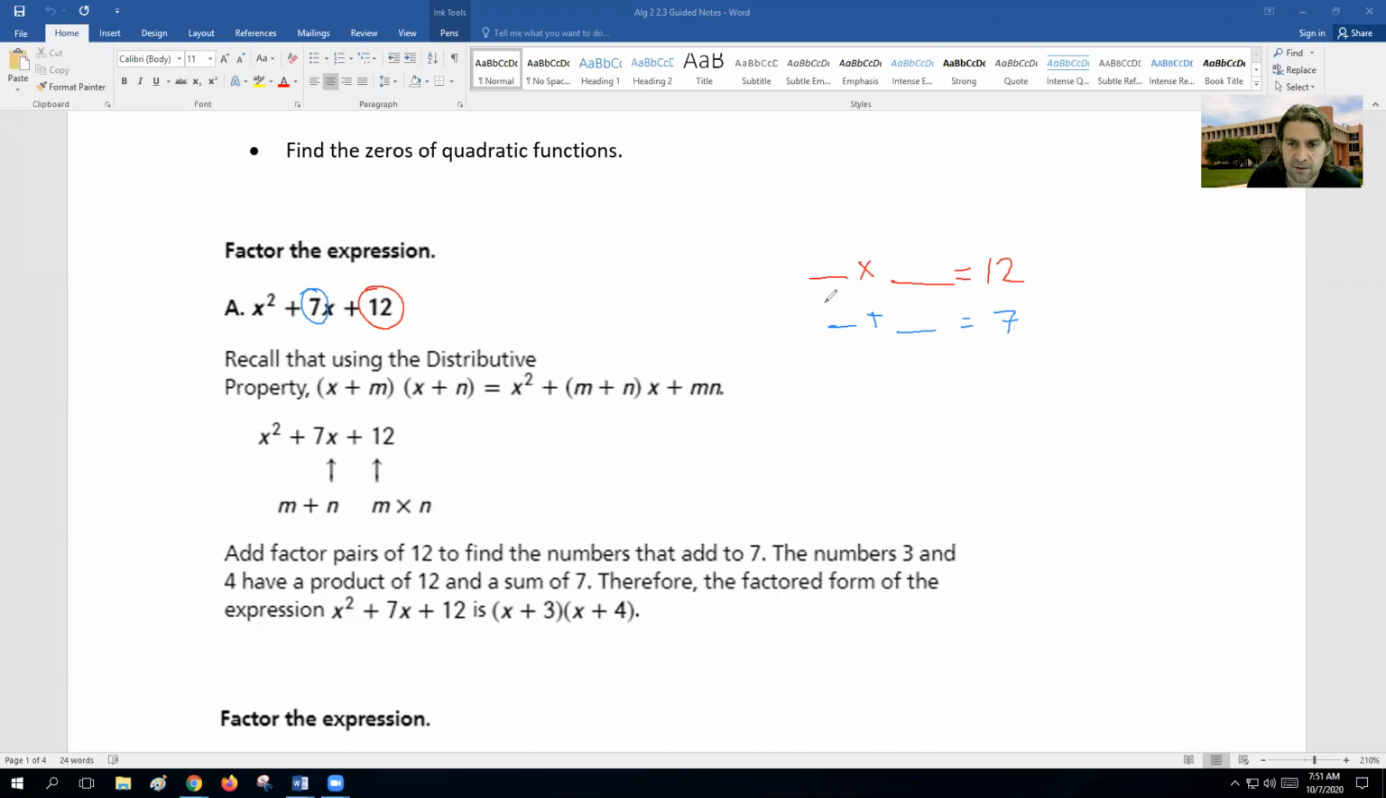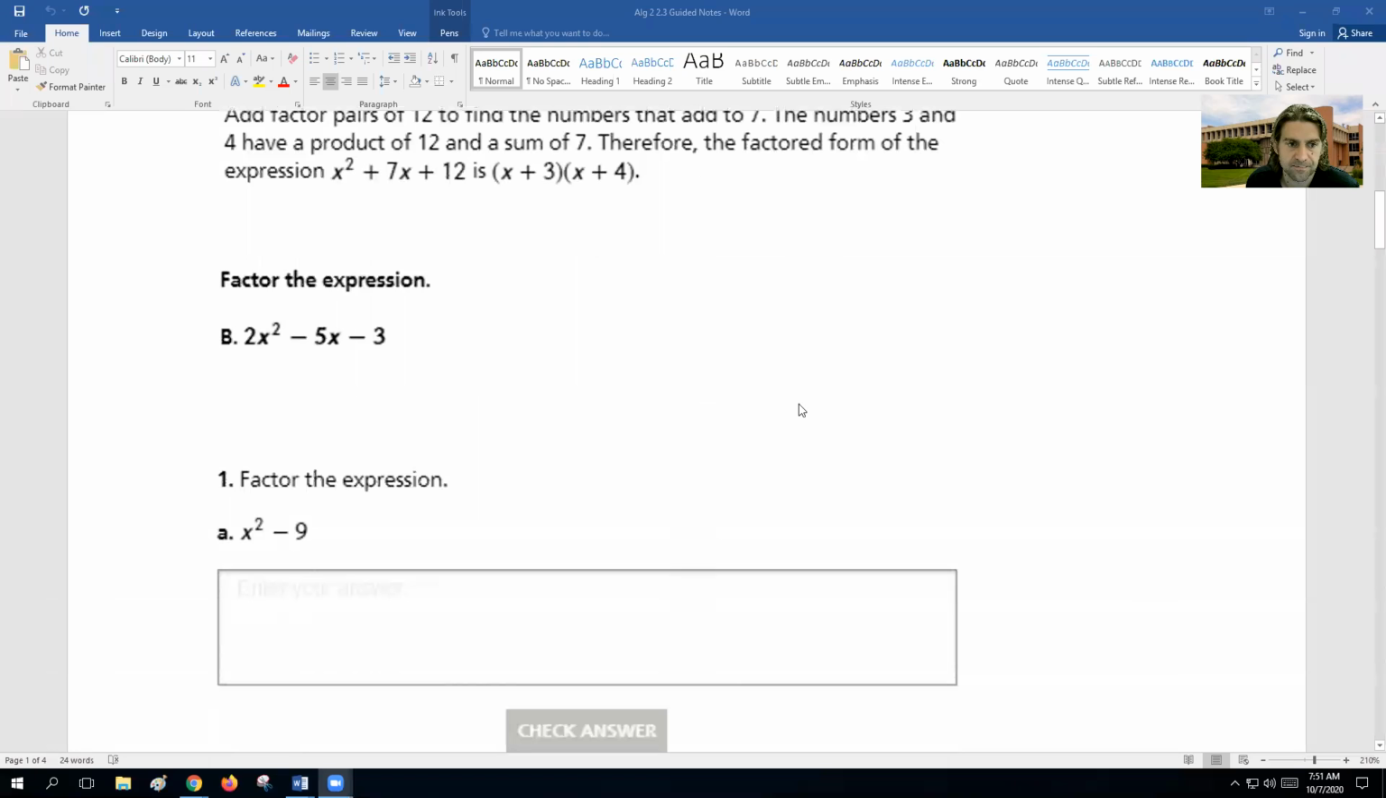And you'd think, okay, in your head, eventually you'd get 3 and 4 multiply to 12, and 3 plus 4 is 7. So you'd get an expression of x plus 3 and then x plus 4. And there we go. And that was usually the easiest type that you guys would learn. Okay, and so this is what we're going to focus on today.